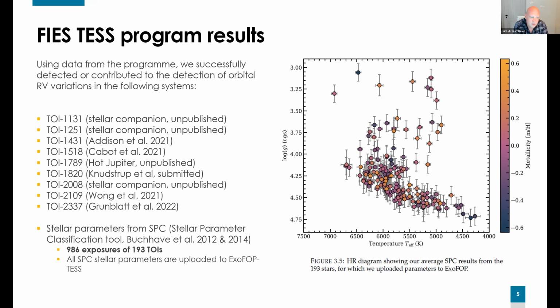The other contribution we made is stellar parameters for all the TOIs we observed. We observed almost 200 TOIs, about 1,000 exposures nearly. They've been analyzed with the stellar parameter classification tool called SPC, and all these parameters that we found are uploaded to the ExoFOP website. So you can go there if you want to find some of the FIES spectra. And to the right, here's a figure from one of my PhD students' thesis showing the temperatures, gravities, and metallicities of the TOIs that we looked at with FIES.